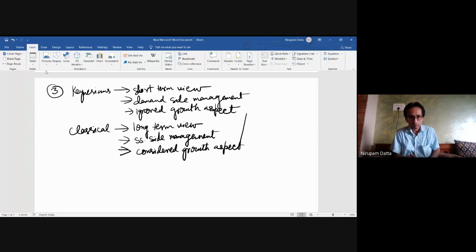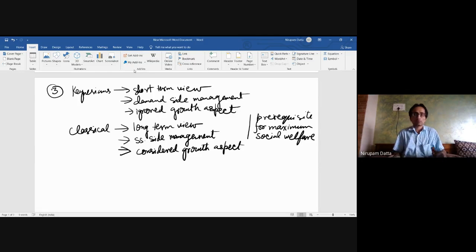So according to them, growth is a prerequisite for maximum social welfare. Fine.